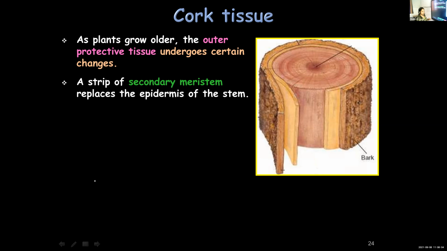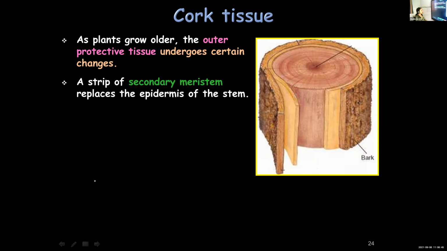It will be replaced. The outer protective tissue, epidermis, will get replaced by secondary meristem. We learned about meristem. What are meristematic tissues? What is the most important feature of meristematic tissue? They are actively dividing tissues. And you know that when these meristematic tissues cannot divide anymore, they will change into permanent tissues. But some of them will regain their ability to divide, and we call them secondary meristem.